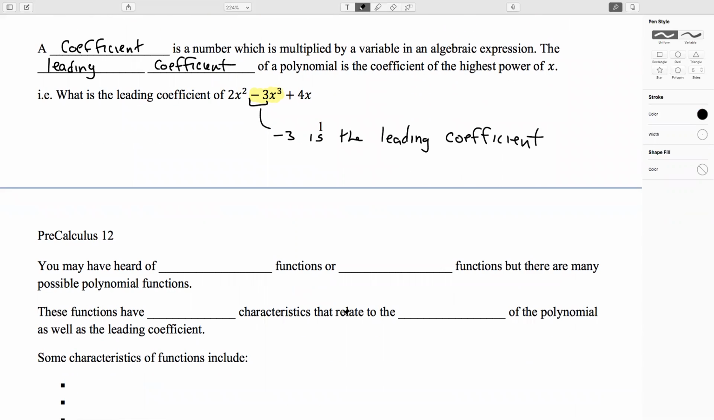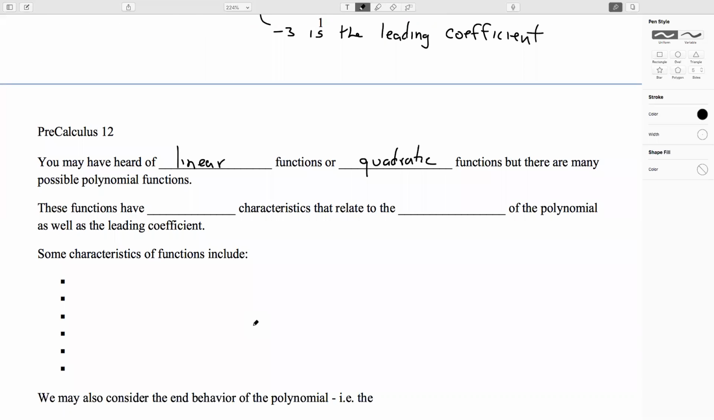You may have heard of linear functions or quadratic functions, but there are many possible polynomial functions. These functions have common characteristics, and they relate to the degree of the polynomial, as well as the leading coefficient.